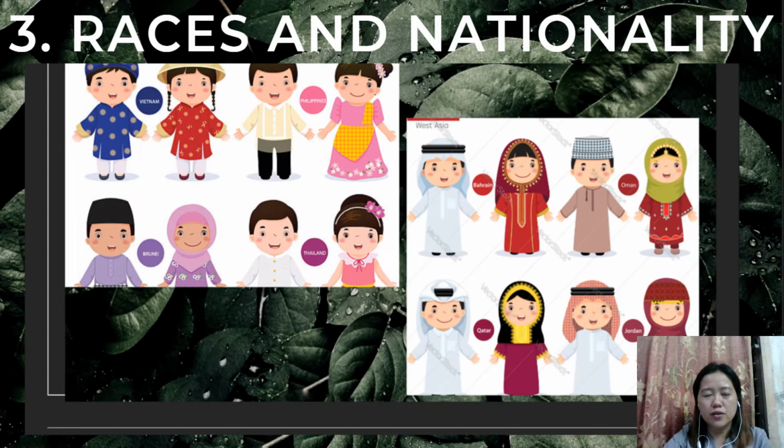The next causes of individual differences are race and nationality. As you can see in the slide, we can see nationalities from the Philippines, Vietnam, Brunei, Thailand, and also Arabs. Each individual coming from these different nationalities has its own characteristics. We can differentiate who are the Filipinos and who are the Arabs from their physical appearance and also from their beliefs.